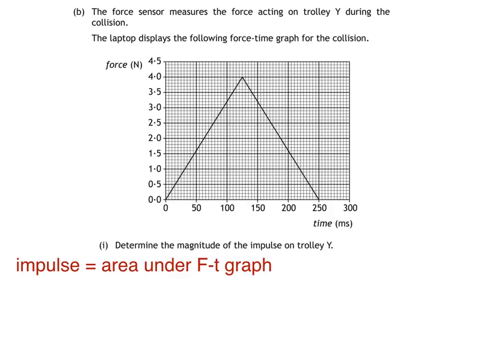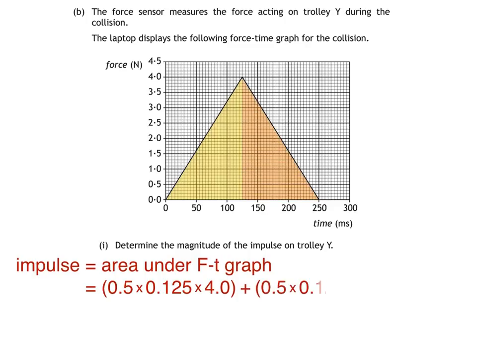The area of this graph is just the area of this triangle. Half times the base times the height gives us 0.5 times 0.125, that's 125 milliseconds converted to seconds, times 4, plus the area of this triangle. It has the same dimensions, so its area is also half times the base of 0.125 times the height of 4. The final answer works out to be 0.5 newton seconds.